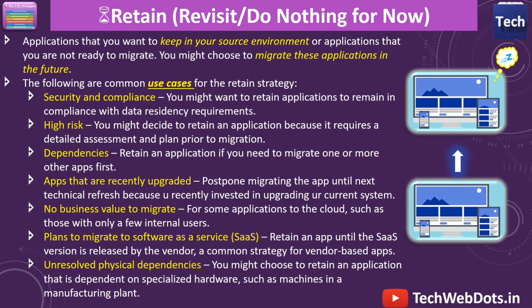Plan to migrate to software as a service means retain an app until the SaaS version is released by the vendor. A common strategy for vendor-based applications. For example, you have the application but maybe your vendor says they are going to launch the SaaS version of it, so you will wait for your vendor. When they say yes, they are ready, then you can use the SaaS application on the cloud, so that will cost you less, and you can save more money for your organization.